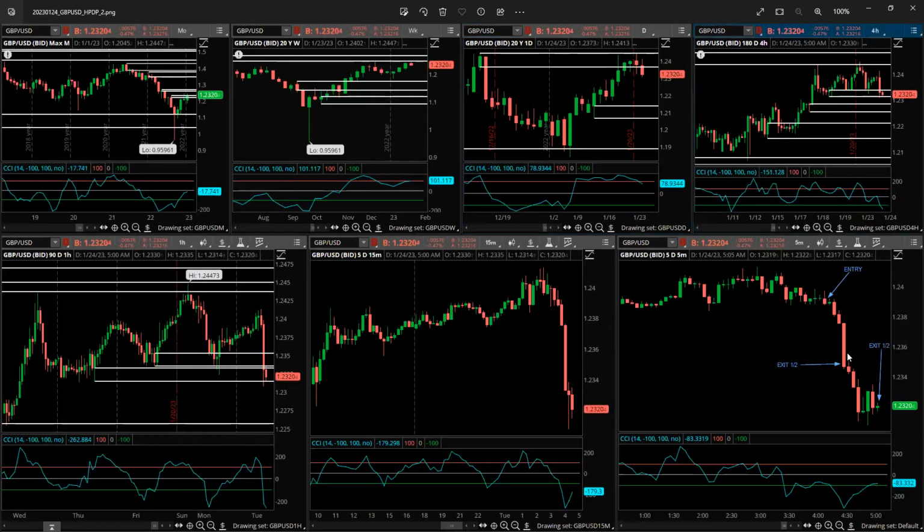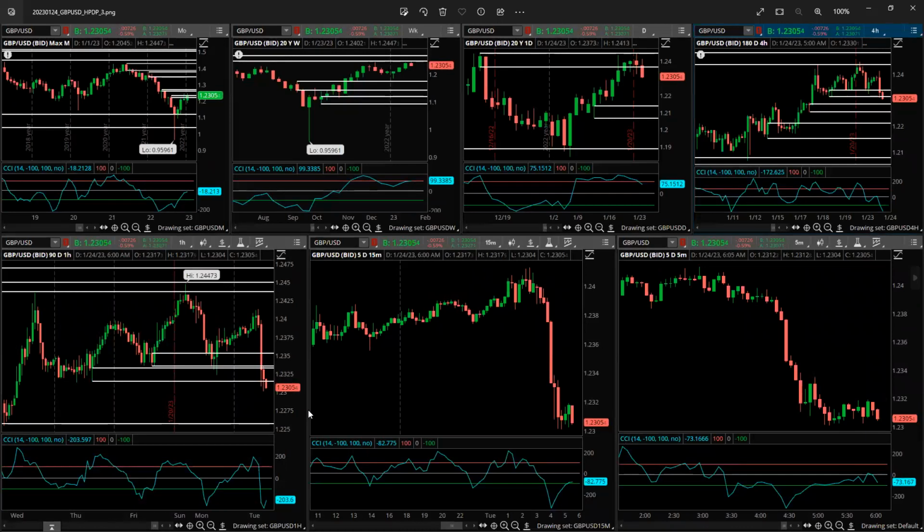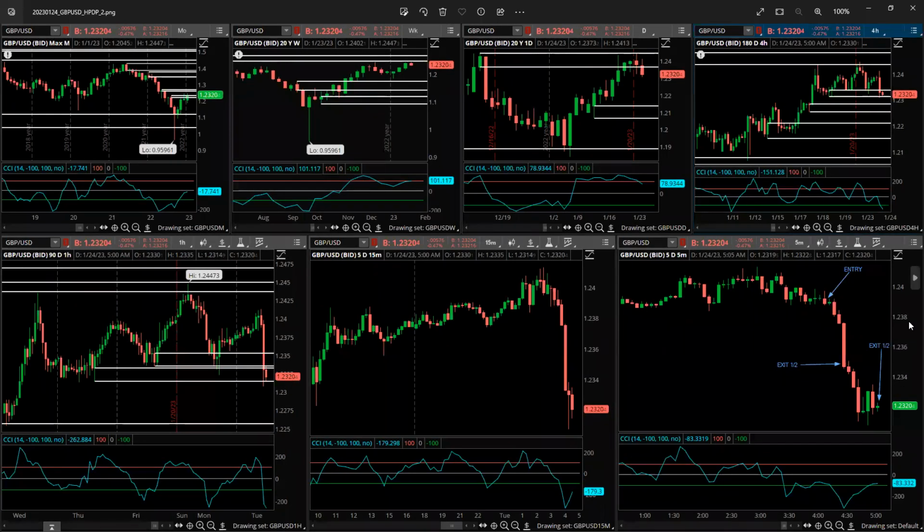So basically I got out the first target and I thought this was going to bounce over here. So I didn't stay in any longer on this one. But ultimately what happened is it went down more. It went down a little bit more, but it was still a good trade. Okay. And this is a nice move.